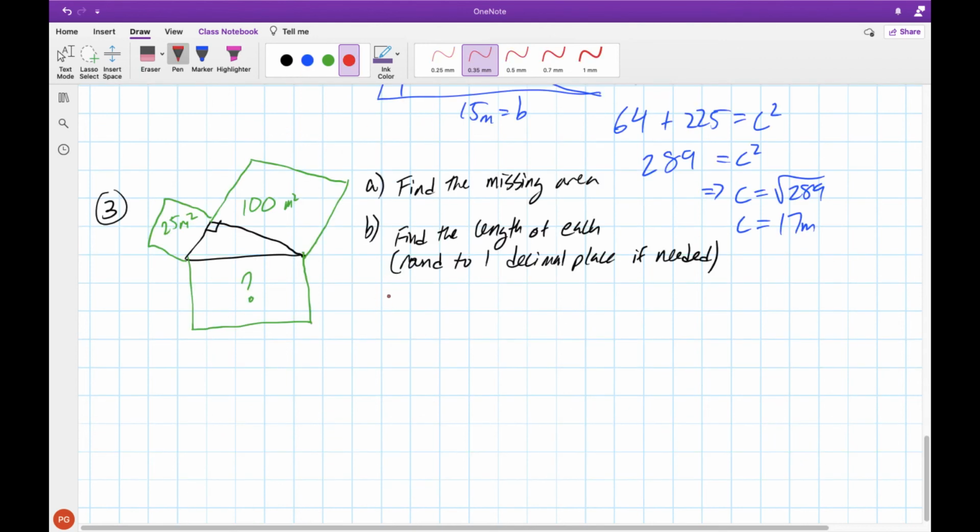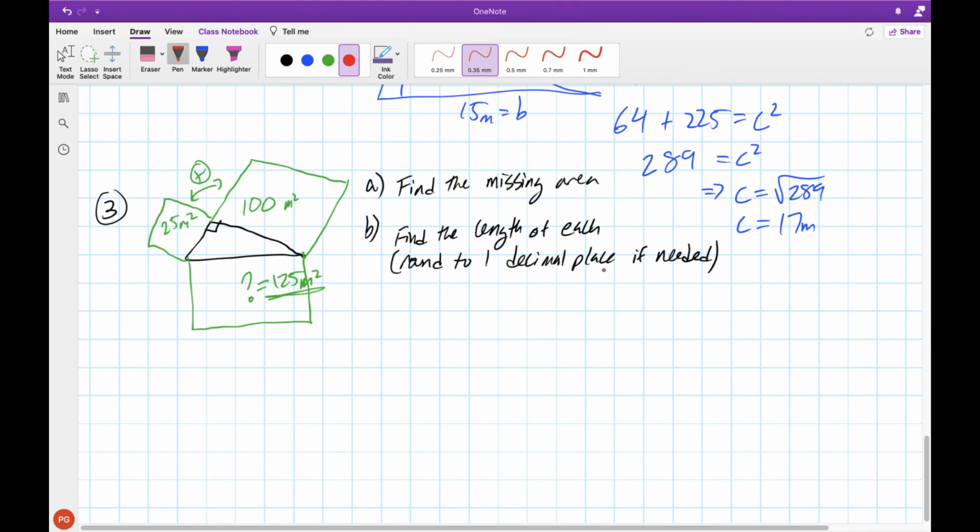For our last one here, we're trying to find this missing area. Since we already have it in area, and again, we're solving for the hypotenuse here, what we would do is we would add these two areas together. 25 plus 100 gives us an answer here for our area of 125 meters squared. So that's the answer for part A.